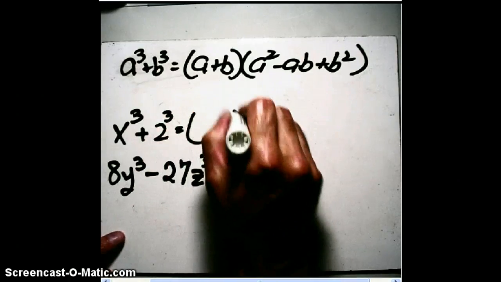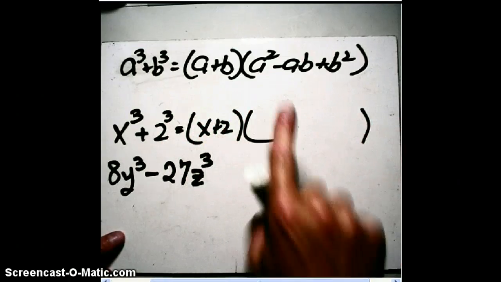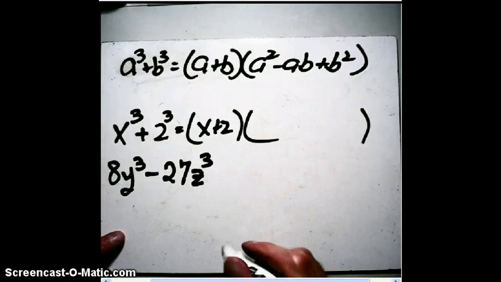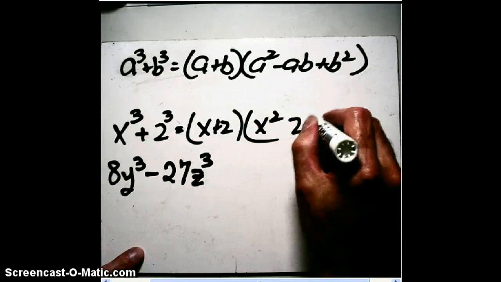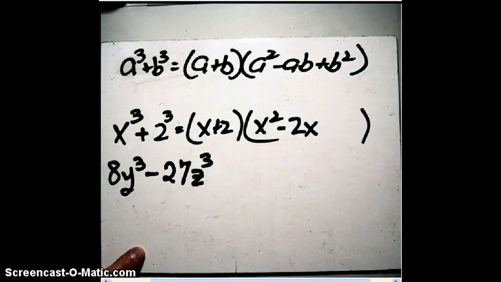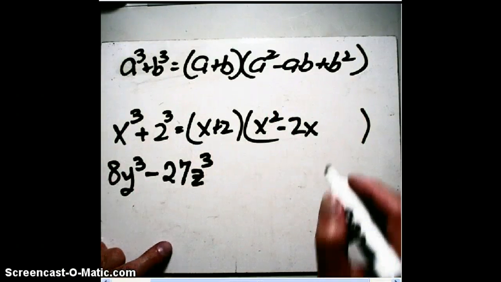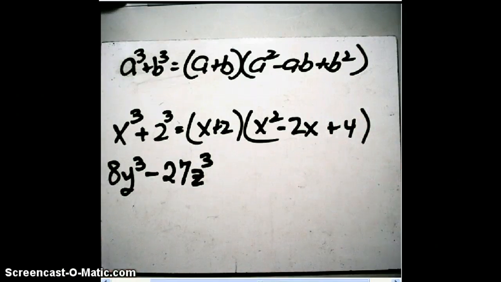The first thing I'm going to do is a little binomial, x plus 2. And the second thing I'm going to do is follow my pattern. So I square the first, a in this case is x, so x squared. I multiply them together, so 2 times x is 2x. But here the sign was positive and here the sign is what? Negative. And then I square the last, or square the b, so this is plus 4. Remember, this is the base and this is the power. This is my binomial, this is my trinomial.